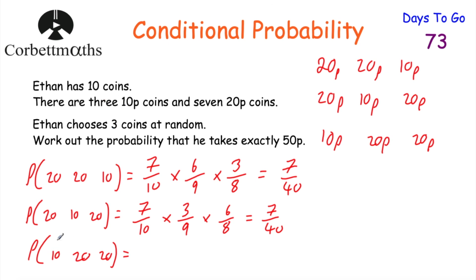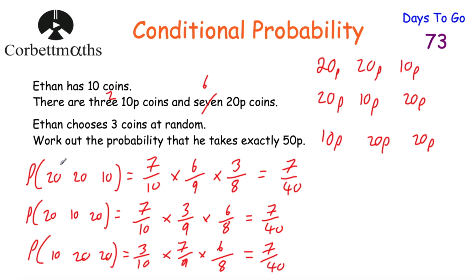So the probability of the first coin being a 10p, well, there's 10 coins, 3 of them are 10p, so it's going to be 3 tenths multiplied by, well, the next one being a 20p. Well, we've taken out a 10p, so there's only 2 10p's left, so there's 9 coins. The probability of the second one being a 20p will be 7 ninths, and now one of those is gone, so there's only 6 20p's left, and then the probability of the last one being a 20p will be 6 eighths. And if we have a look at the numerators and denominators again, when we multiply them together, that's going to be 7/40 again.